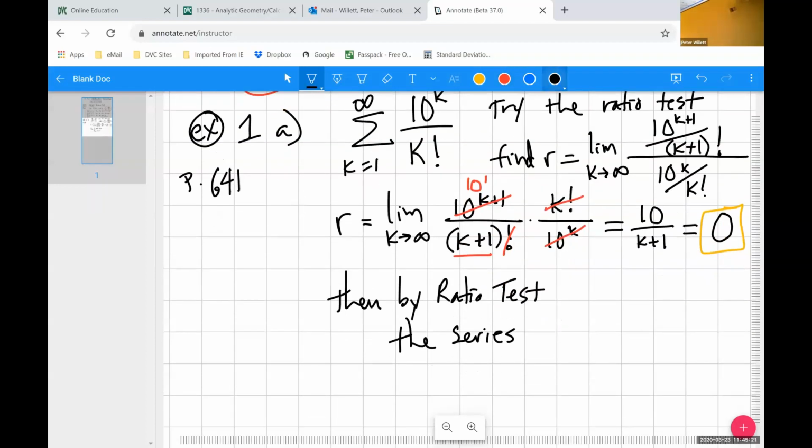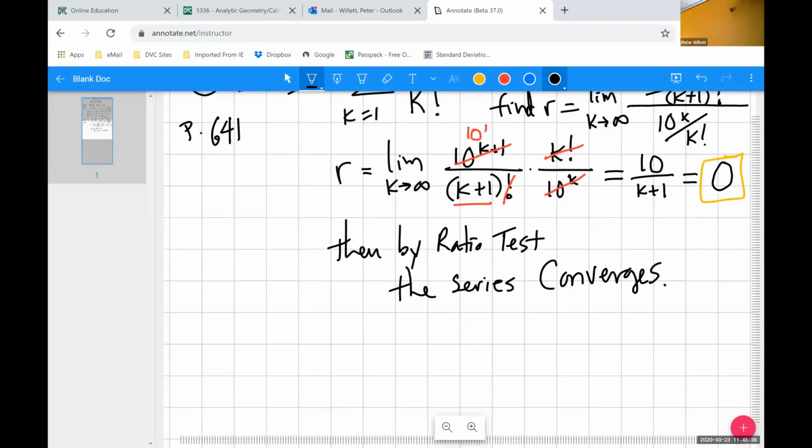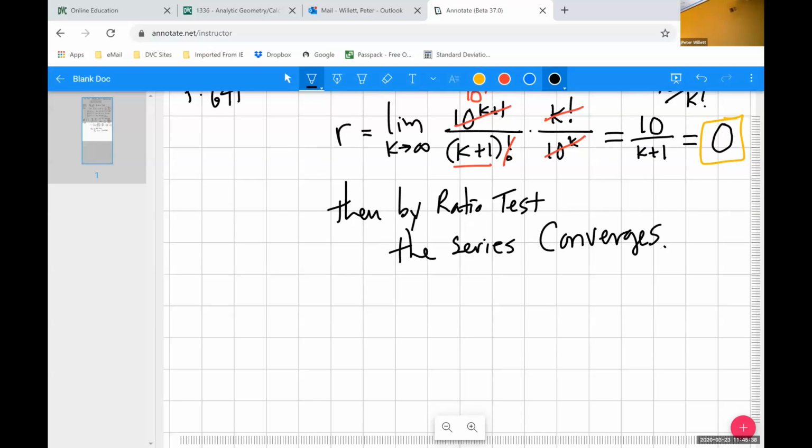So by the ratio test, the series converges. Now again, we don't know what it converges to. This is not telling us a value, it's simply C or D, converge or diverge, and in this case, it converges. So this test is really, really crucial, and you will use it a lot. It's good to practice it, do lots of examples, and try to see how it works.